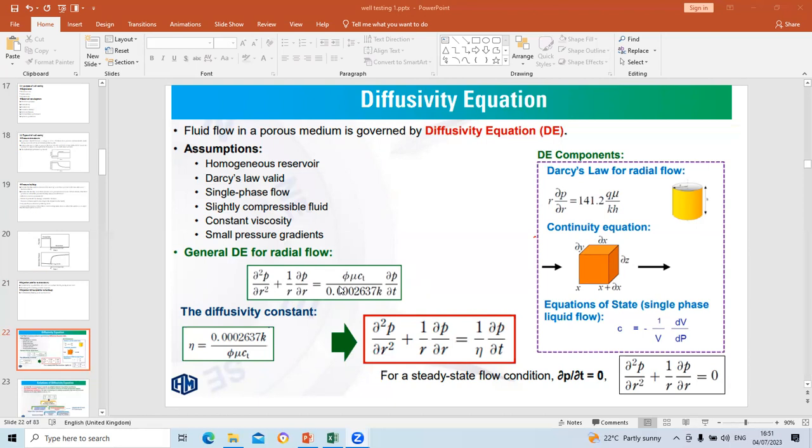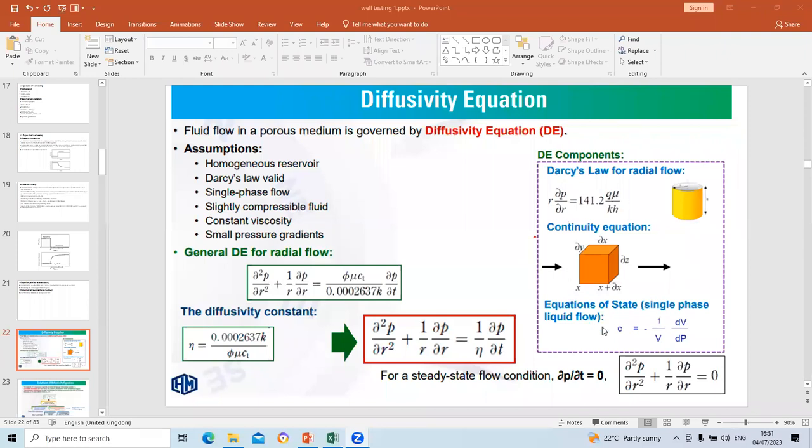But this equation is the basic equation that is used for pressure transient analysis, what we call the diffusivity equation. It is a combination of three types of equation. We have Darcy's law, a combination of the continuity equation, and another equation of state to show how the compressibility and the volume are changing as a result of change in pressure.